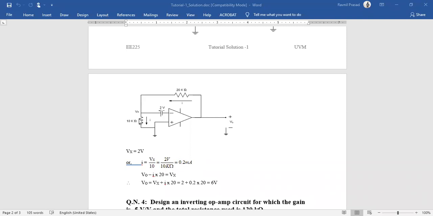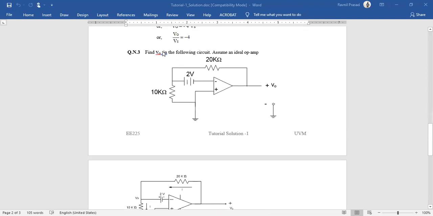So the current flowing in this branch is basically equal to 0.2 milliamps. The calculation given over here is just direct evaluation and substituting, but you can also write the nodal equation as well. It's the same thing, like I said. So the current flowing in this branch is 0.2 milliamps, which means this is the same current that is going to be flowing across this branch as well. And we just need to find V0.